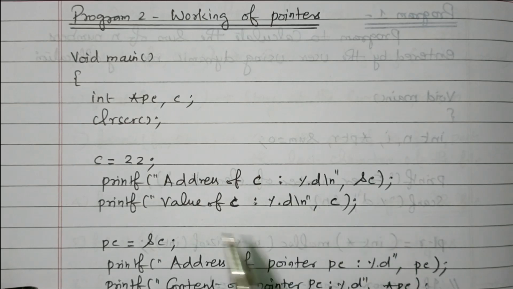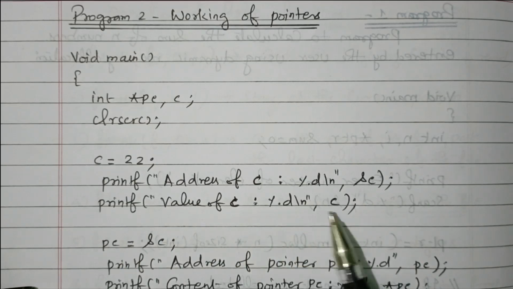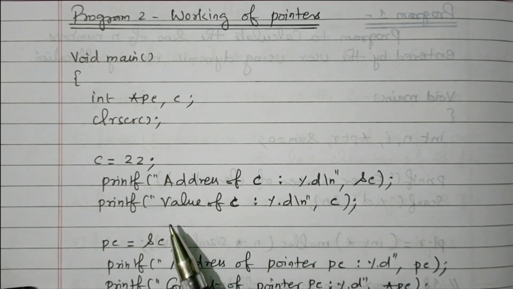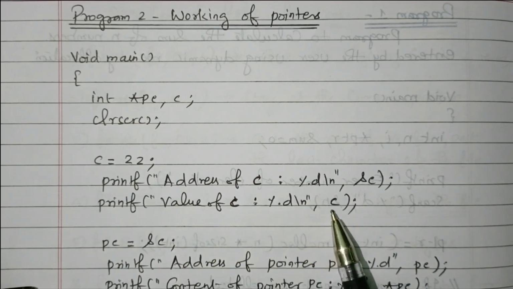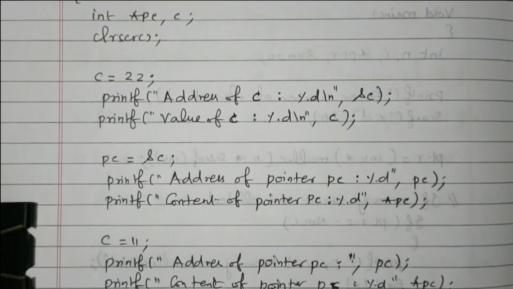Address of C. Printf value of C, percentage D, slash n, integer type, go to the next line. C means it will refer to 22, right? So value of C means it will print the value 22. Address means it will print the address. So C refers to the value, address of C refers to where C is located, that address will be written, right? Now we'll go to the next model.